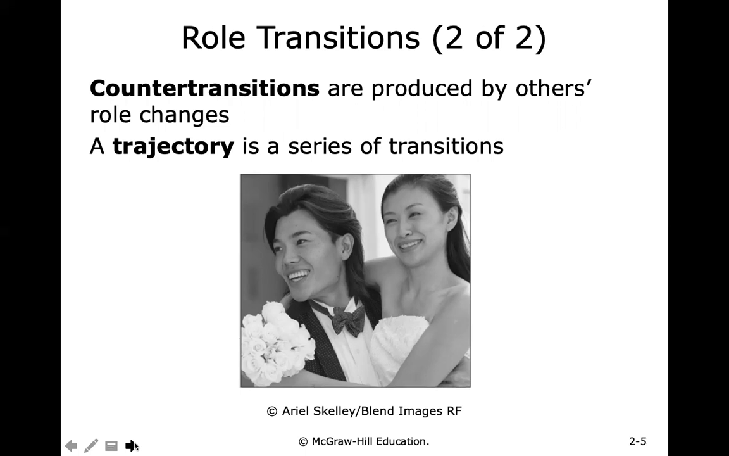These are those counter transitions that are going to occur throughout these role changes. And then a trajectory is a series of transitions. So think of it in this manner. If you're looking at it as a straight line, and I'm a student and I'm on this student trajectory, I then graduate. That trajectory stops. My student trajectory stops, or my student role stops. I then transition into a graduate. I'm now a graduate and now an alumni of the college.